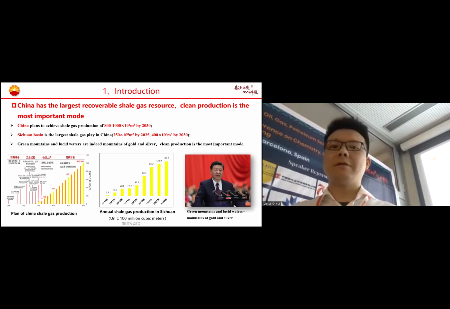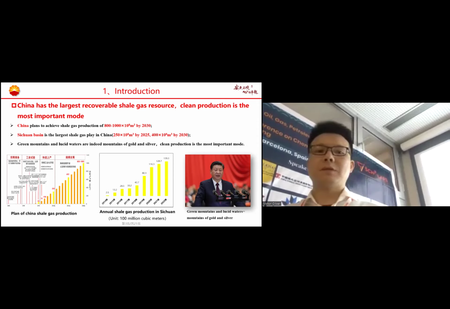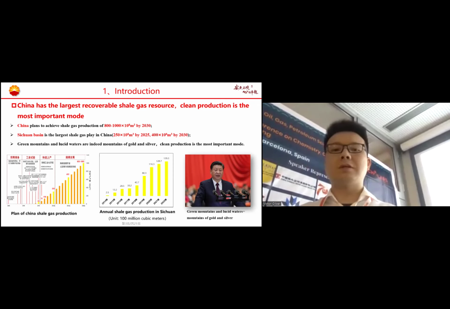China has the largest recoverable shale gas resource. Clean production is the most important mode. More specifically, China plans to achieve shale gas production of 80 to 100 billion cubic meters by 2030. And Sichuan Basin is the largest shale gas play in China. It plans to achieve shale gas production of 25 billion cubic meters by 2025, 40 billion cubic meters by 2030.